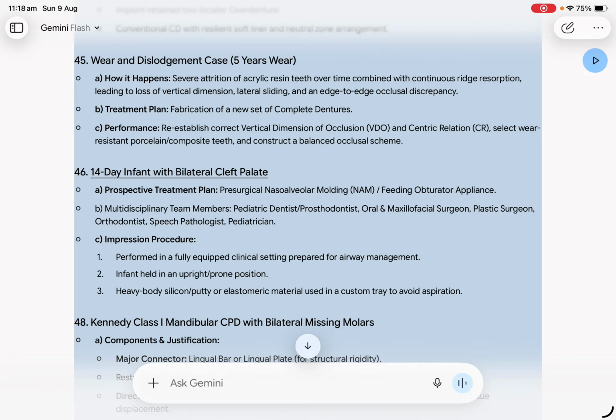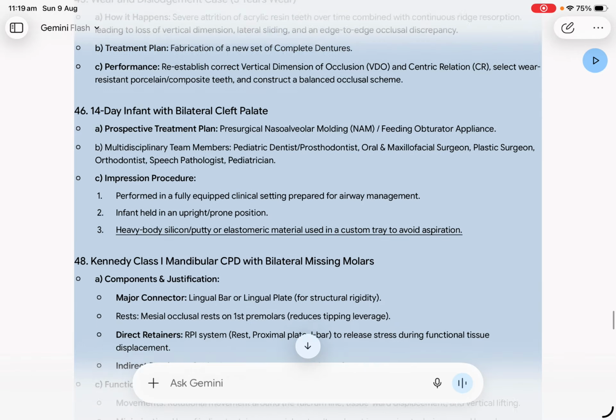46. 14-day infant with bilateral cleft palate. A. Prospective treatment plan: pre-surgical nasoalveolar molding, NAM. Feeding obturator appliance. B. Multidisciplinary team members: pediatric dentist, prosthodontist, oral and maxillofacial surgeon, plastic surgeon, orthodontist, speech pathologist, pediatrician. C. Impression procedure. 1. Performed in a fully equipped clinical setting prepared for airway management. 2. Infant held in an upright prone position. 3. Heavy body silicone putty or elastomeric material used in a custom tray to avoid aspiration.